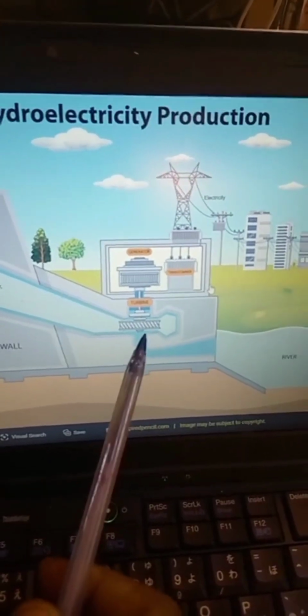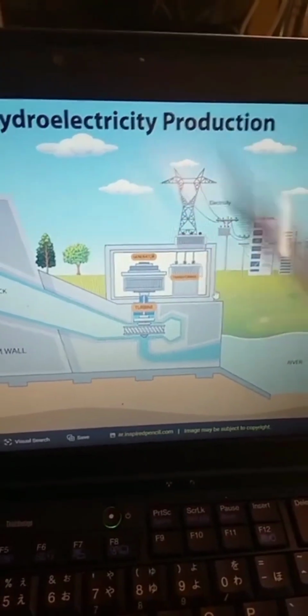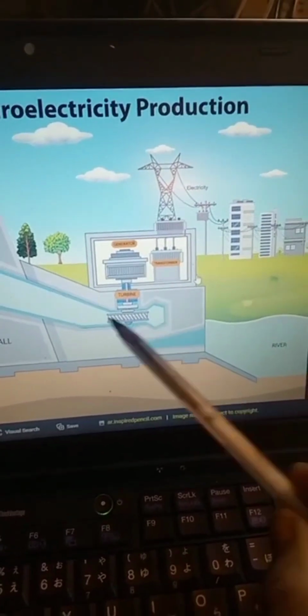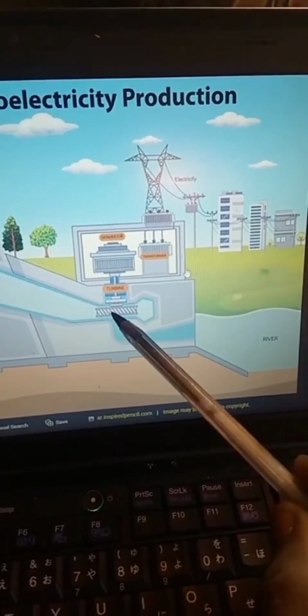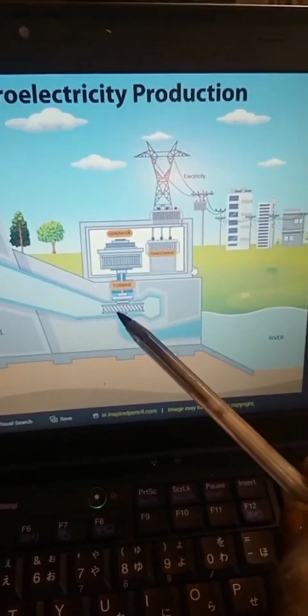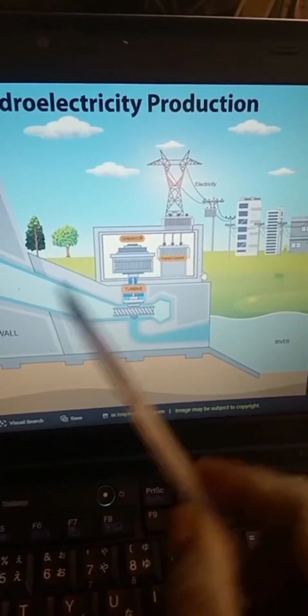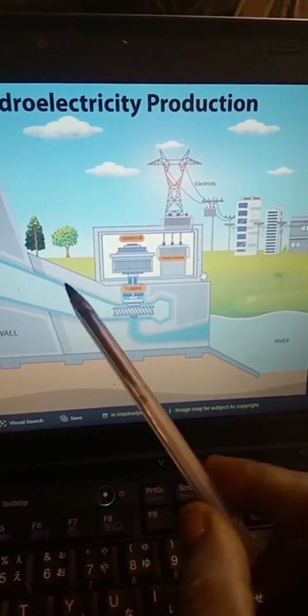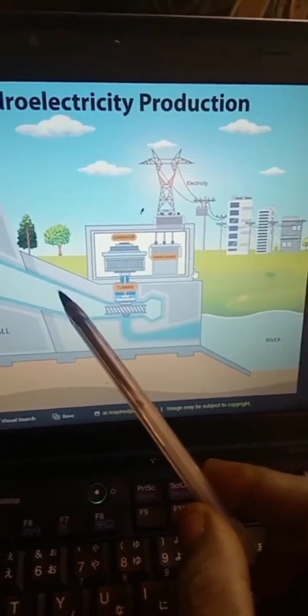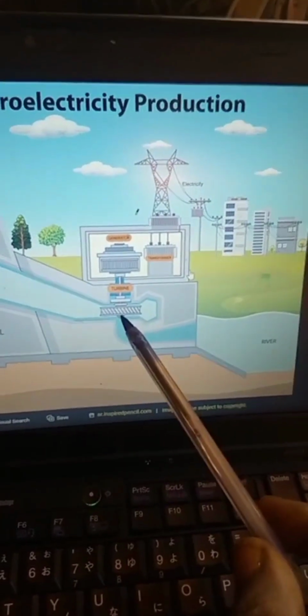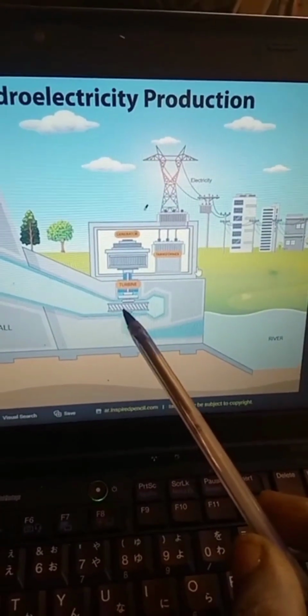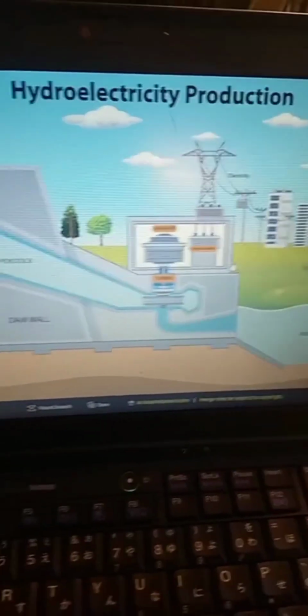So we must try and avoid any breakage that could occur here due to overflow of water or due to maybe any kind of eruption of this penstock here, which could carry debris to this point and hence damage the propellers or the turbine. So that is another thing to consider.